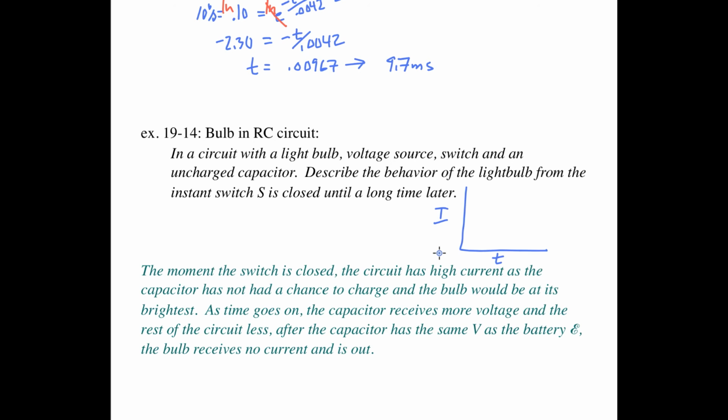So we really can look at what's going to happen when we close this. The moment the switch is closed, the circuit is going to have a high current as the capacitor has not had a chance to charge, and the bulb will be at its brightest. As time goes on, the capacitor receives more voltage and the rest of the circuit less. After the capacitor has the same V as the battery, the bulb receives no current and is out.